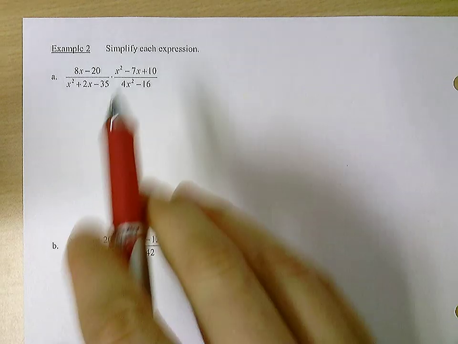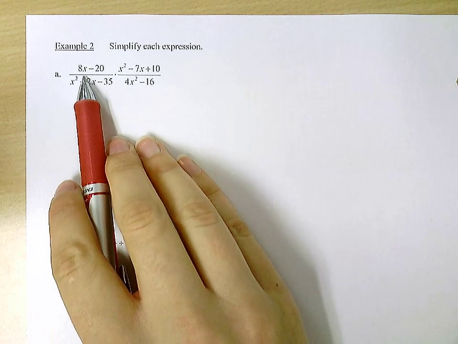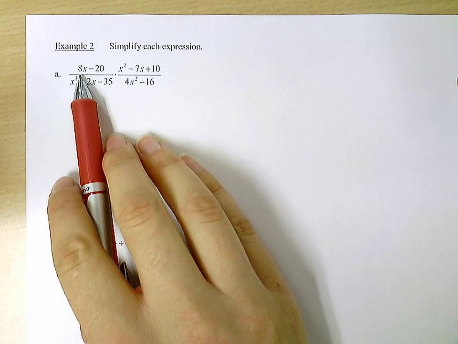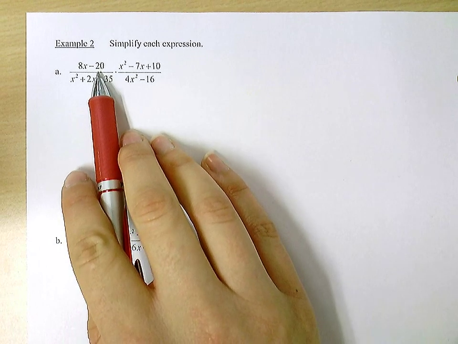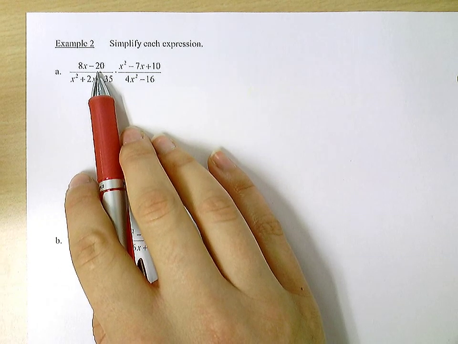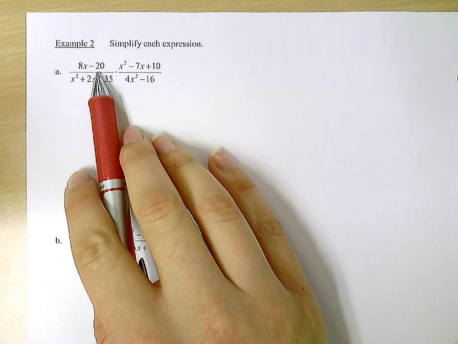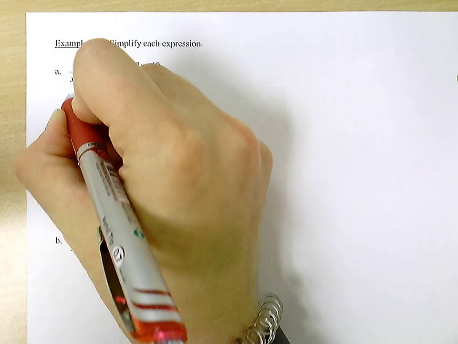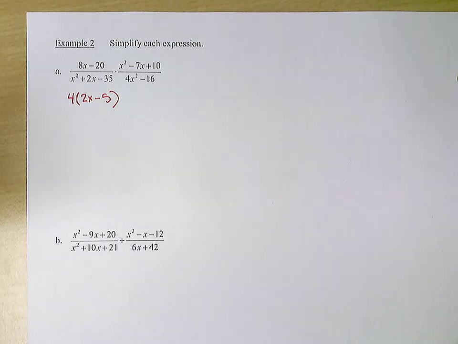So in letter A here, I want to factor each of these. For that numerator on the left-hand side, what can I take out from both of those terms? What can you take out from both of those terms there? Anyone? 4. And I'm left with 2x minus 5 then. Thank you.